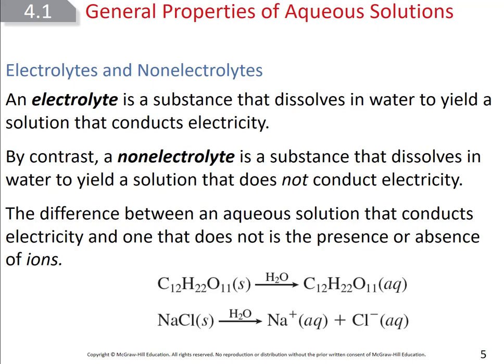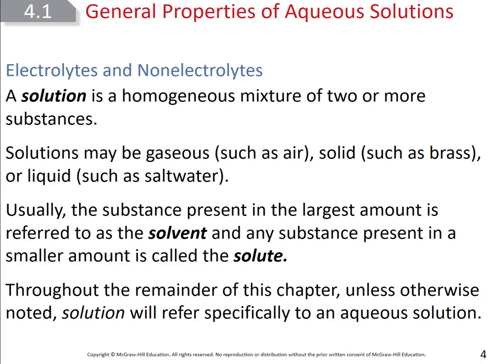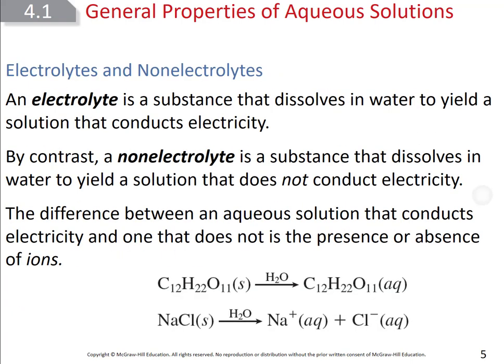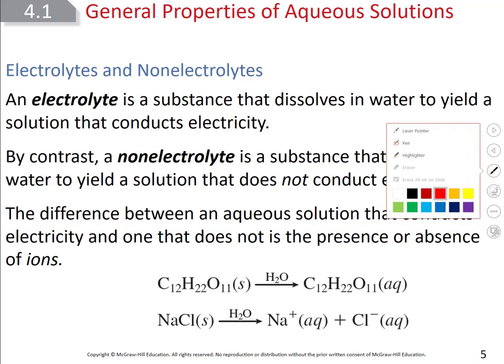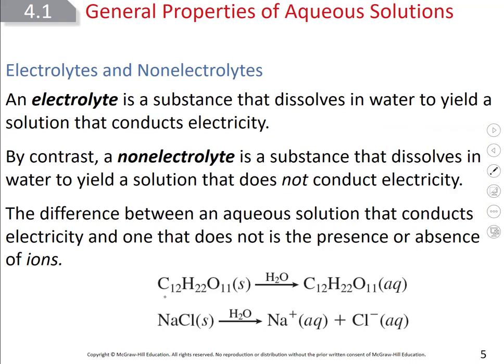So up here I've got two different common soluble household substances, C12H22O11. Anybody know what that's the chemical formula for? It's sugar, right? So this is a disaccharide. Glucose is a monosaccharide.